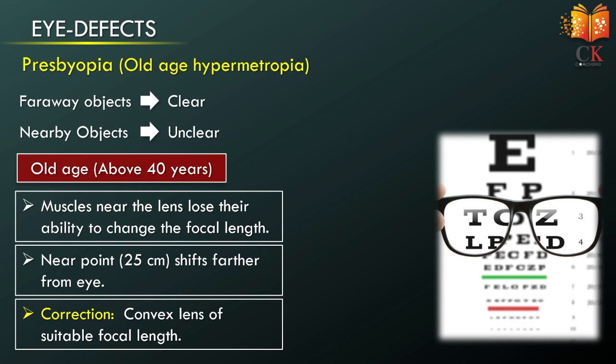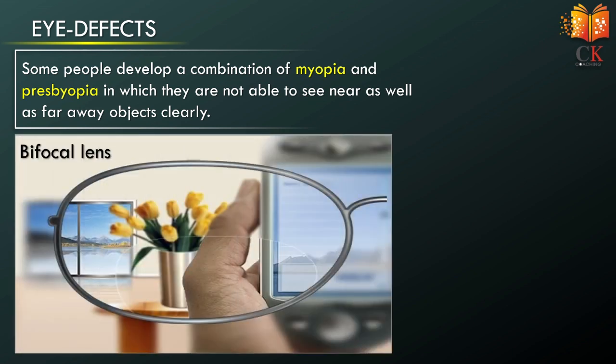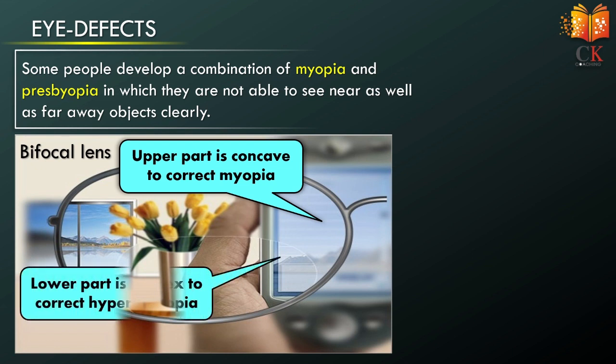So if you see, this is the case here. Next, we have to remember that apart from myopia and presbyopia, some people have a combination of both myopia and presbyopia, and in this case they will be using bifocal lenses. For MCQs, we have to remember that if a person is suffering from myopia and presbyopia, then a bifocal lens would be suggested, in which the upper part is generally made up of a concave lens to correct the myopia and the lower part is made up of a convex lens to correct the hypermetropia.